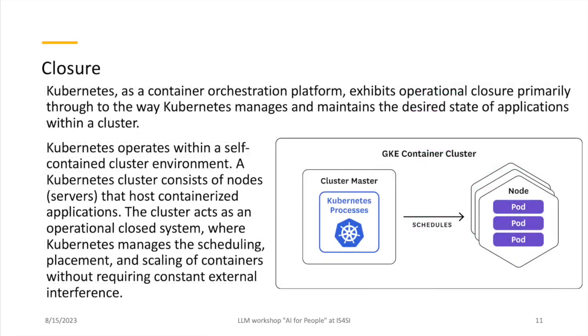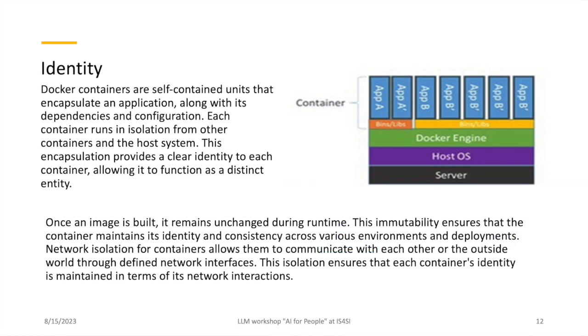Kubernetes operates within a self-contained cluster environment. A Kubernetes cluster consists of nodes that host containerized applications. The cluster acts as an operational closed system where Kubernetes manages the scheduling, placement, and scaling of containers without requiring constant external interference. Docker containers are self-contained units that encapsulate an application, along with its dependencies and configuration. Each container runs in isolation from other containers and the host system. This encapsulation provides a clear identity to each container, allowing it to function as a distinct entity.